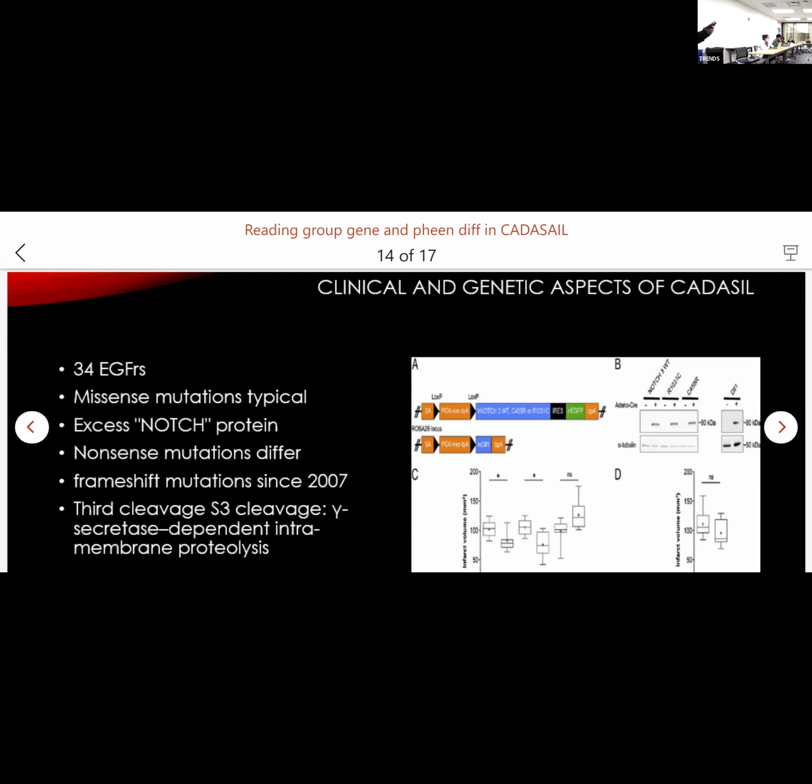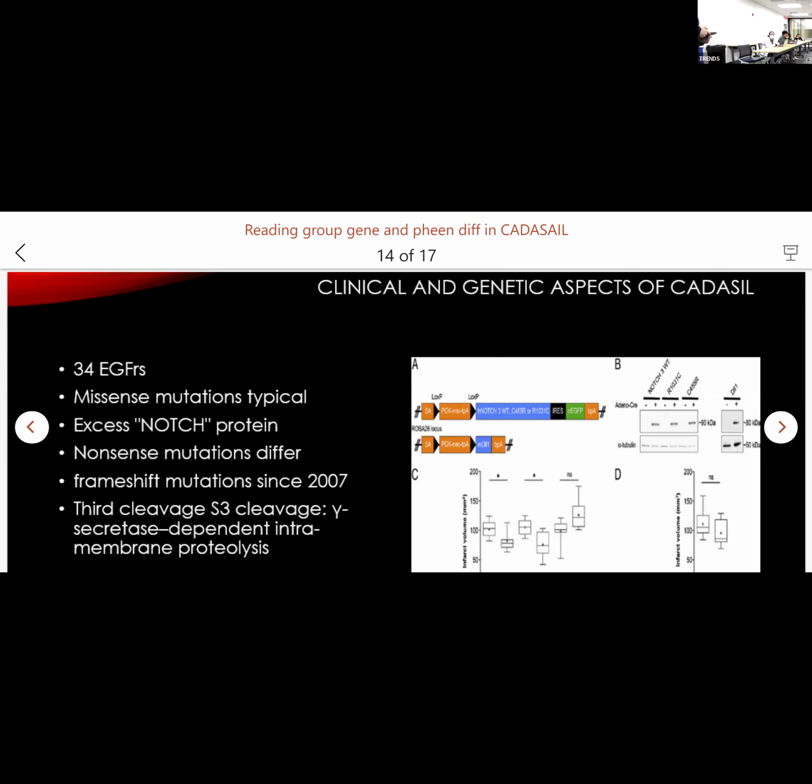Now I want to get to the part that we're probably more interested in, the clinical and genetic aspects of CADASIL. We see that in a healthy NOTCH variant, there are 34 epidermal growth factors in the gene itself. That's typical. Obviously, these missense mutations are the most commonly reported, so that's what we've probably been referring to as a NOTCH mutation. Usually what this does is it increases the excess of NOTCH protein itself. Whenever these things are breaking off and attaching, it usually creates more NOTCH, which is somehow influencing the vessel breakdown in the brain.